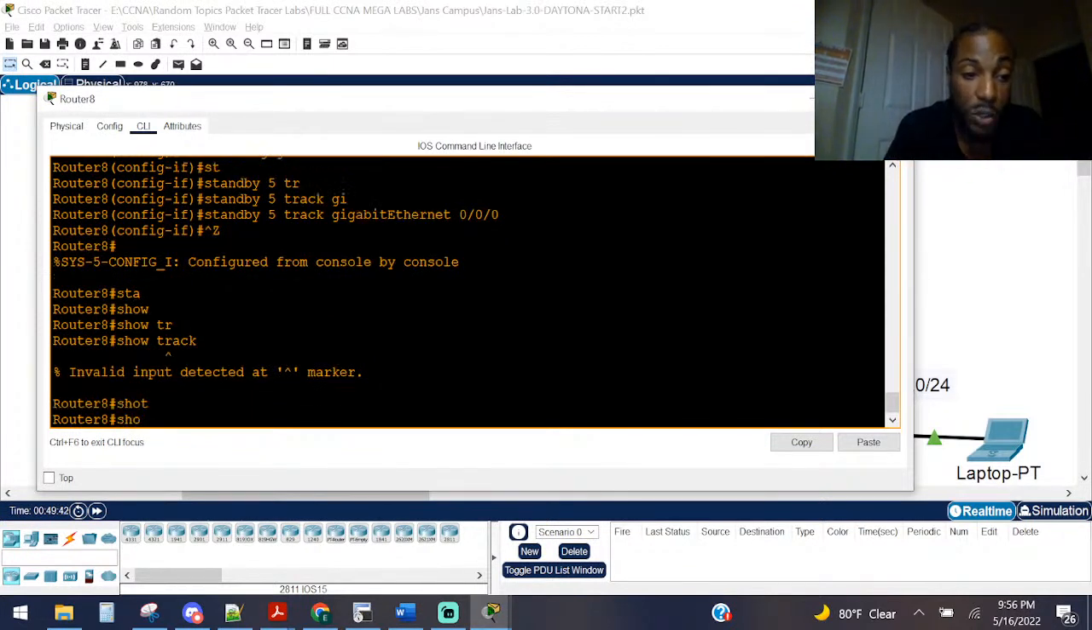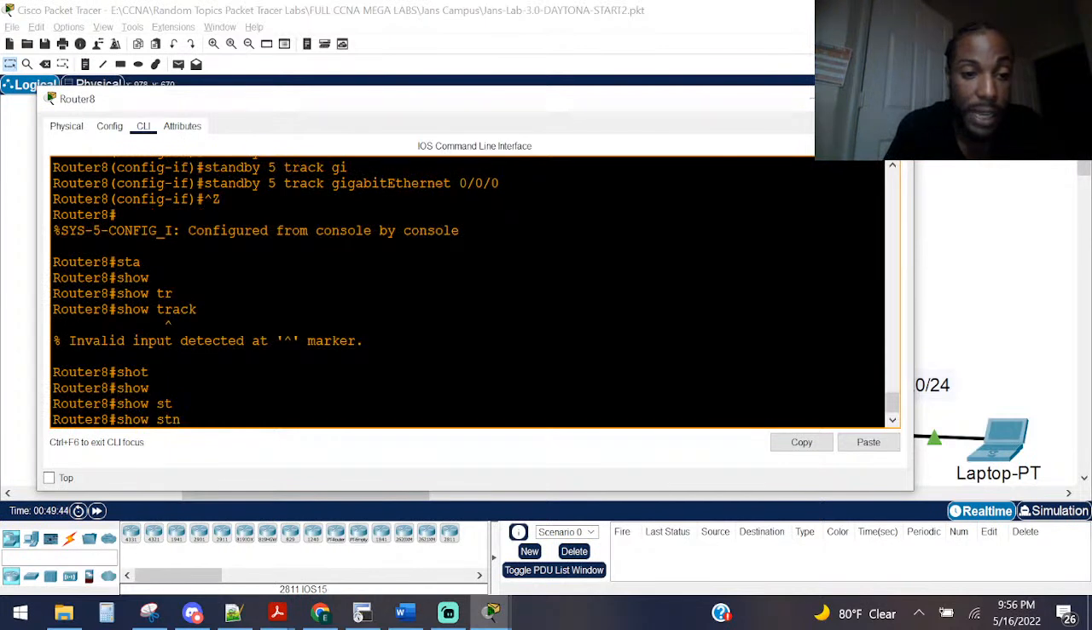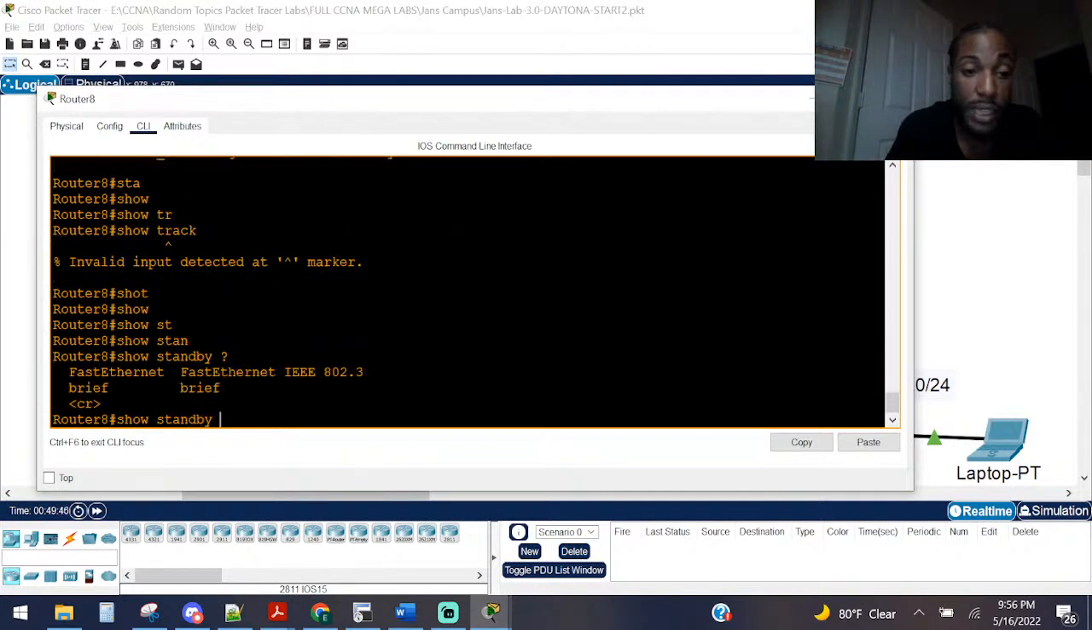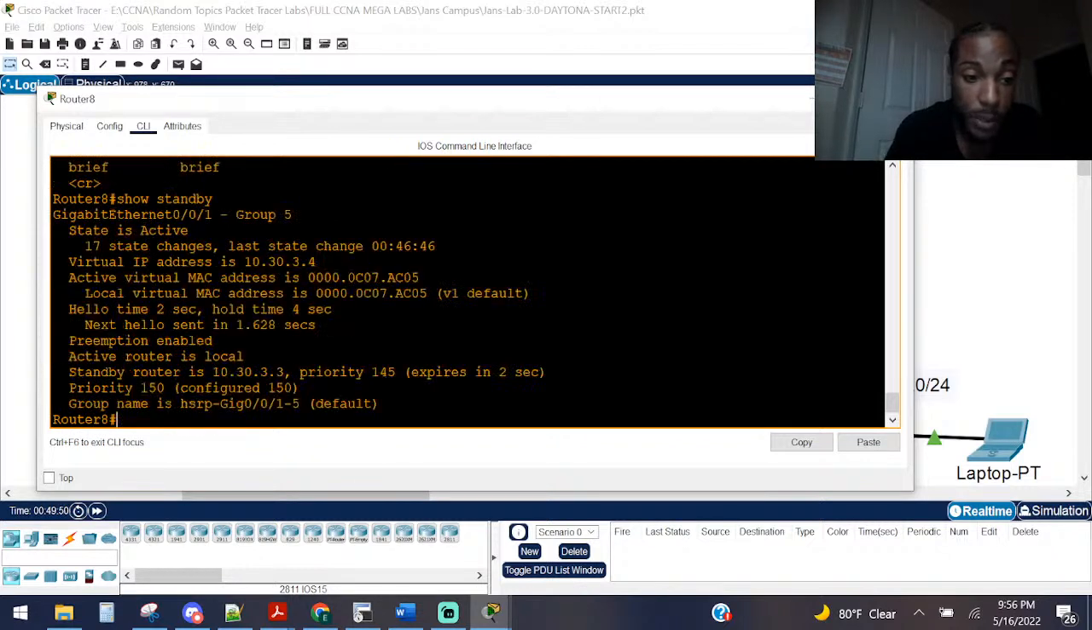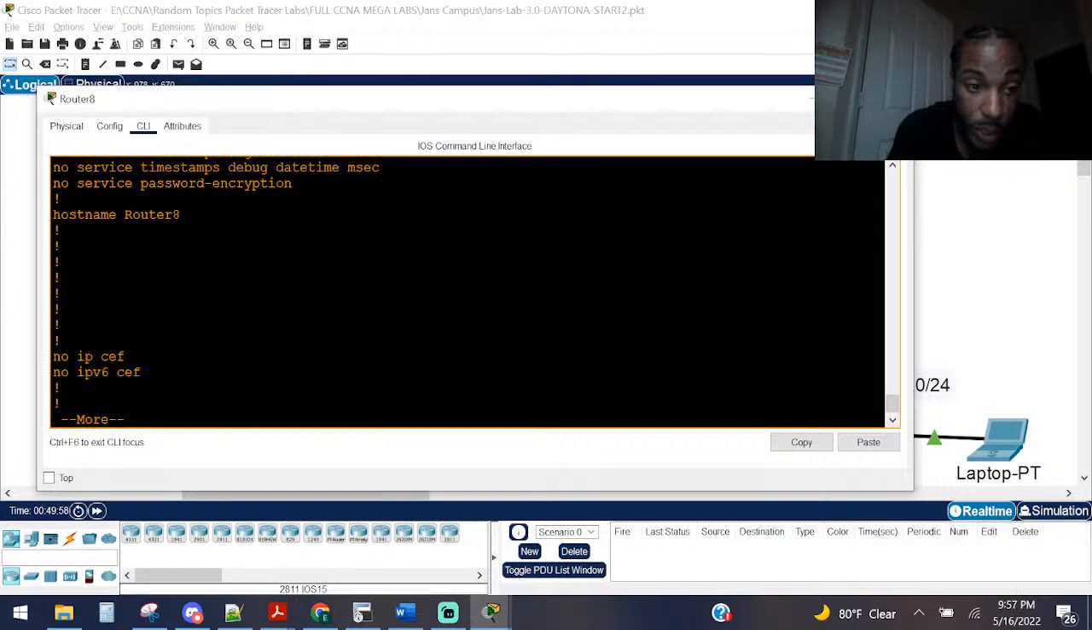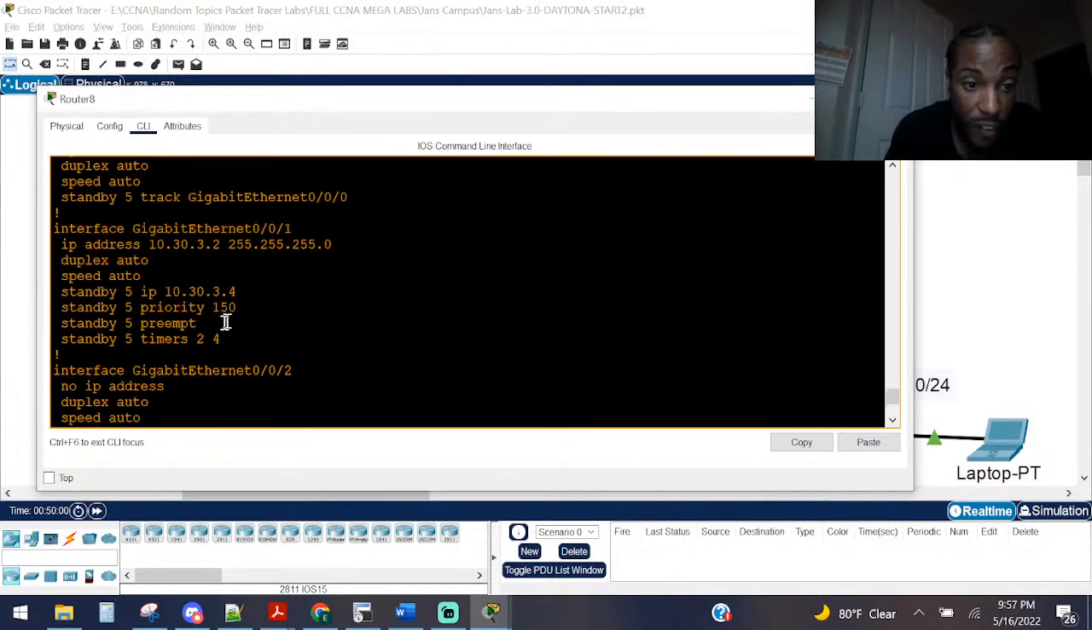Let's see if it shows up in the show standby. You could theoretically say show standby 5 on a real router or a real switch, but that doesn't work. So we do a show standby 5. Are we tracking? It doesn't let us know what we're tracking in here. So if anybody knows another way other than show run, we can do show run like that, go to that interface and we'll see. Where is it? I don't see it in there.